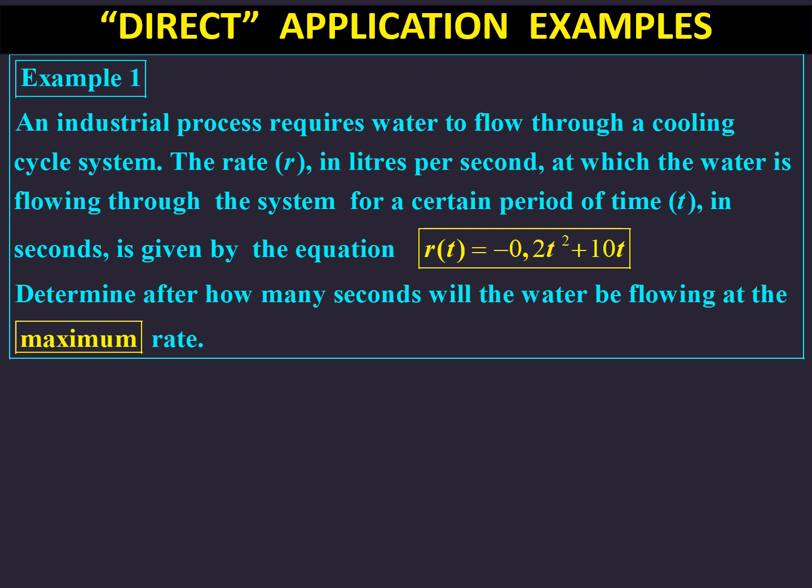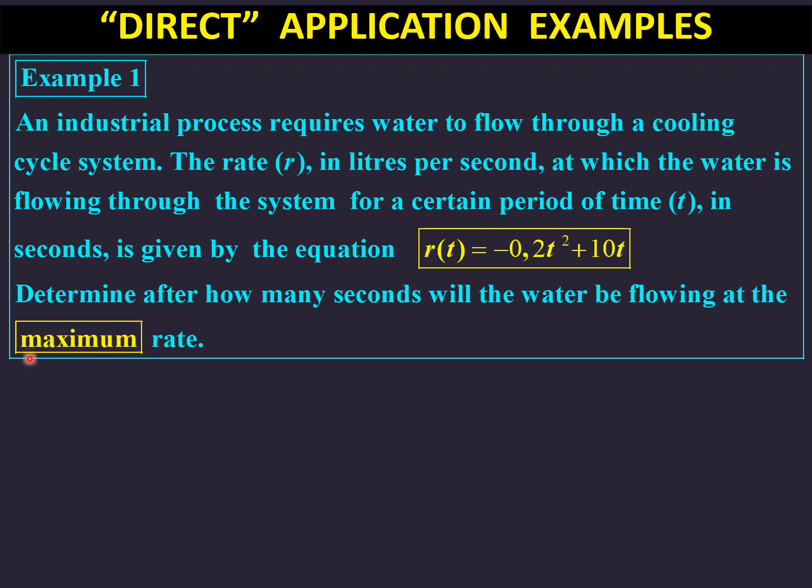Let's take some examples now. Let's look at the first one. We have an industrial process that requires water flowing through a cooling system, and the rate in liters per second at which the water is flowing through the system, and the time here is in seconds, is given by an equation. So here we have what we're given by. This is our objective function defined by this equation. Now the question: determine after how many seconds will the water be flowing at a maximum rate.